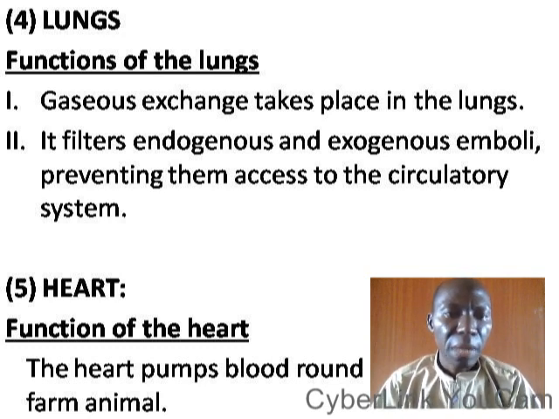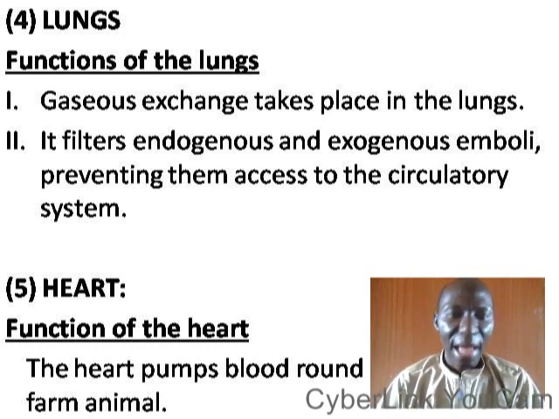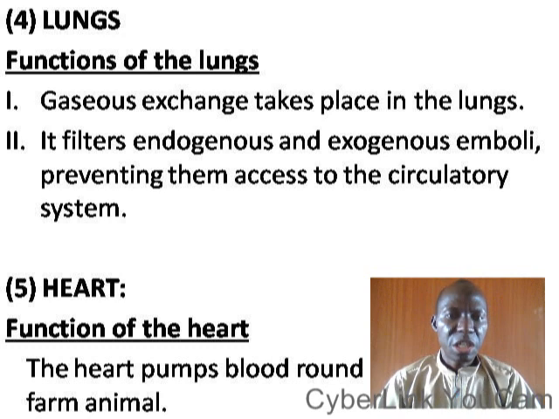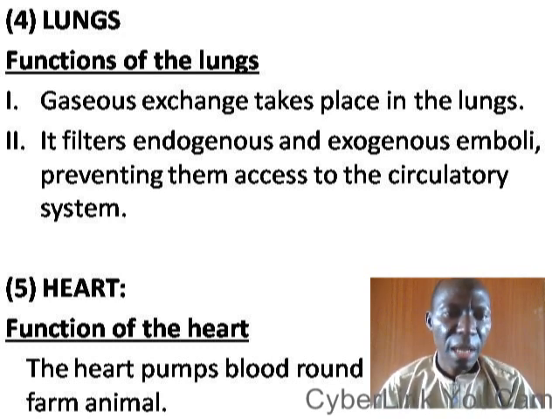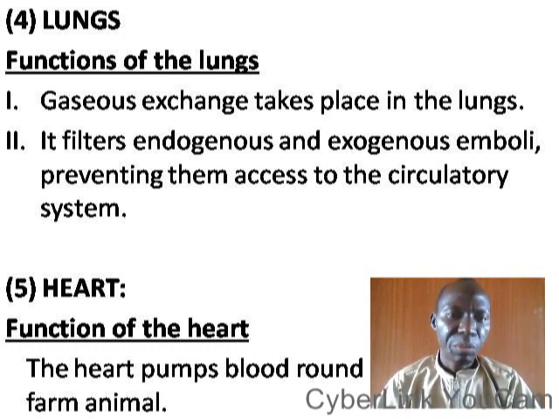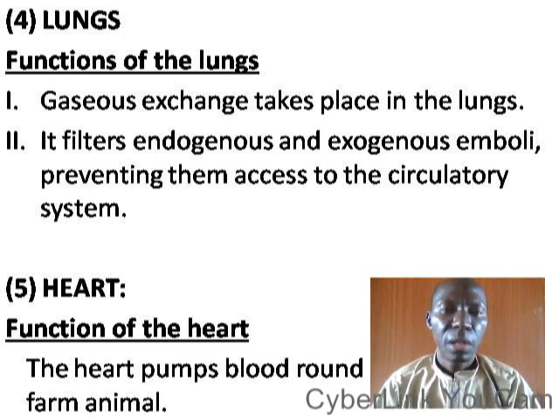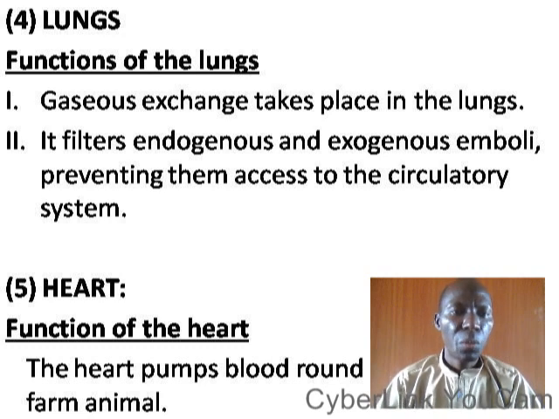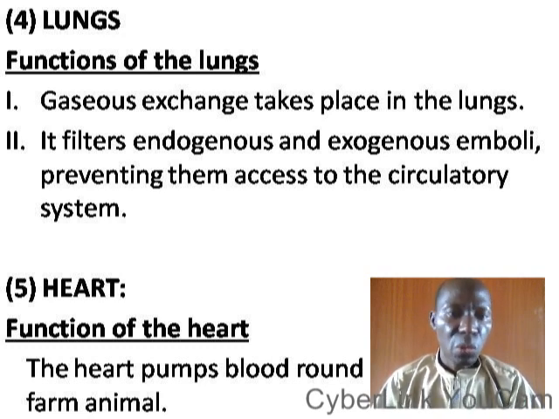Number 2, it filters endogenous and exogenous emboli, preventing them access to the circulatory system. What do we mean by emboli? Endogenous emboli are harmful particles in the bloodstream, in the body of the animal, that can obstruct the arteries and prevent blood flowing. Examples of endogenous emboli are bacteria and blood clots. If these particles move freely in the body, they can enter the bloodstream and block the blood vessels, which will be very dangerous to the animal's life.